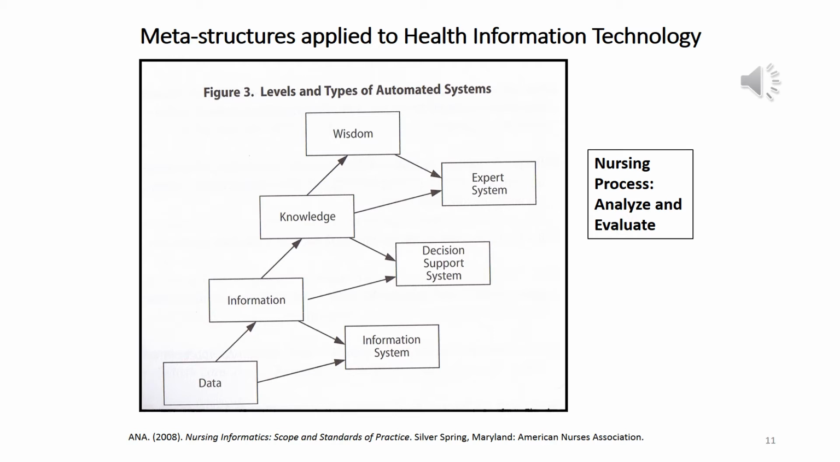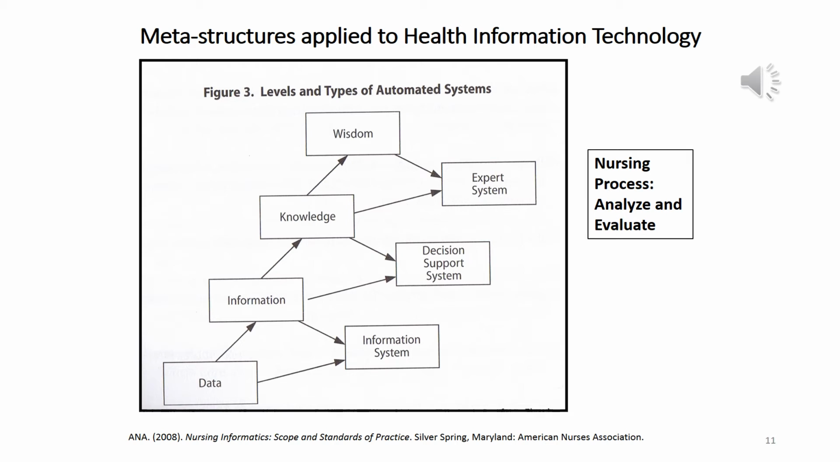So this is an example of how the particular structures, these meta structures of data, information, knowledge, and wisdom can be applied to health information technology. And health information technology is something that's meant to support nursing practice. So you have an information system such as an electronic health record, and there you input your data and it becomes information, and you have this information system.